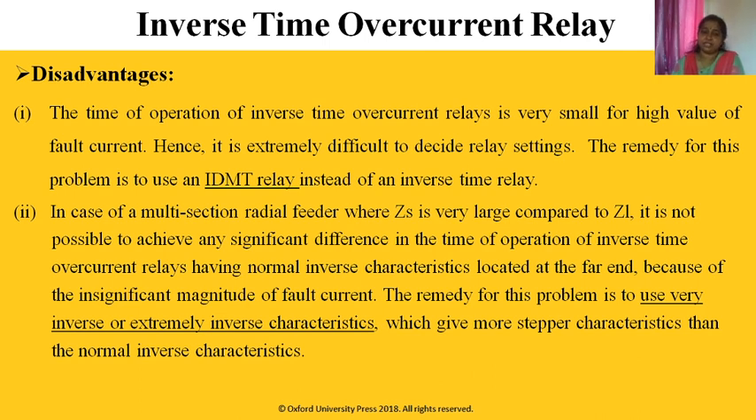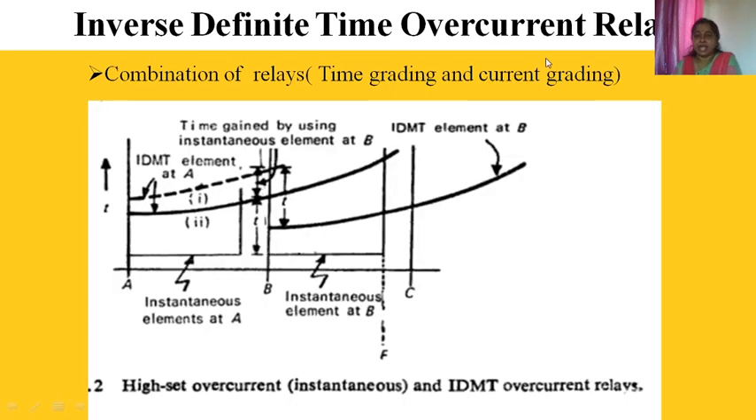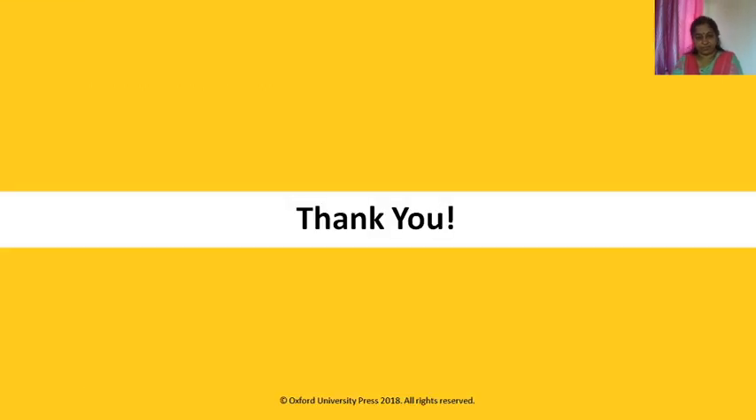IDMT relay, instead of using inverse time overcurrent relay which gives complete inverse characteristics, combines inverse definite minimum time. For every value of fault current, higher values of fault current will remain the same. So this is the advantage of IDMT relay. So in the combination scheme, time and current graded scheme, we are combining instantaneous overcurrent relay and IDMT relay. Okay, this is about your current graded, time graded and combination of current graded and time graded scheme. Thank you.